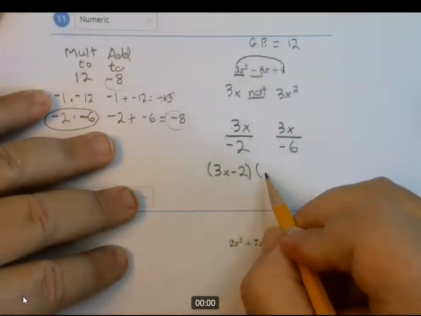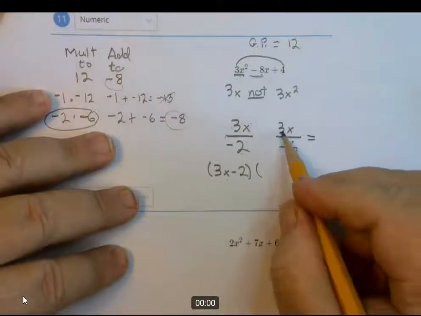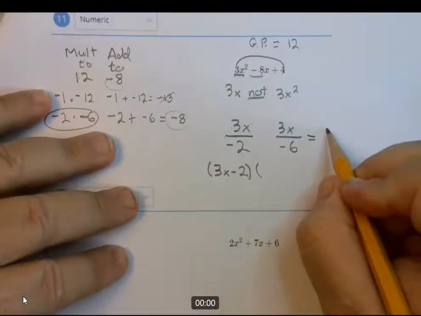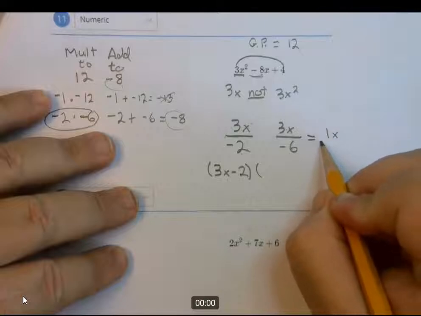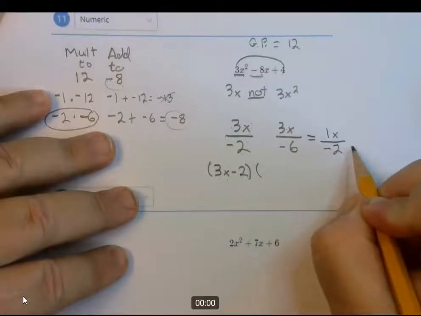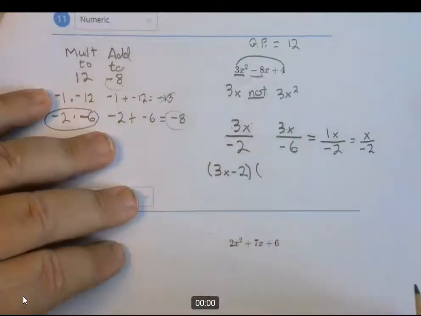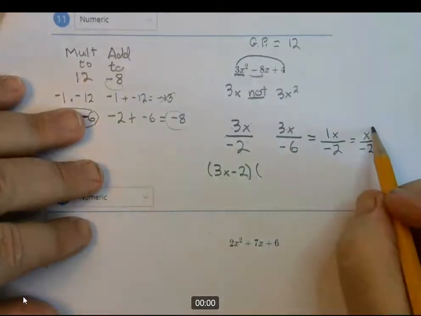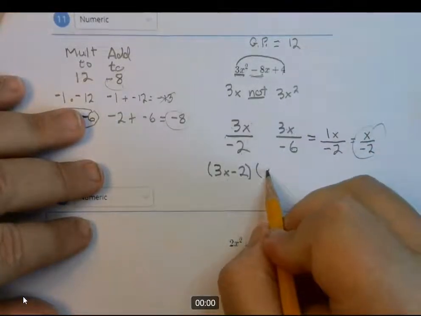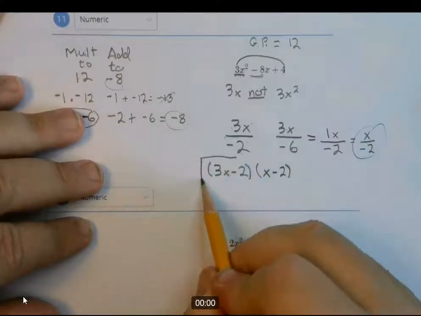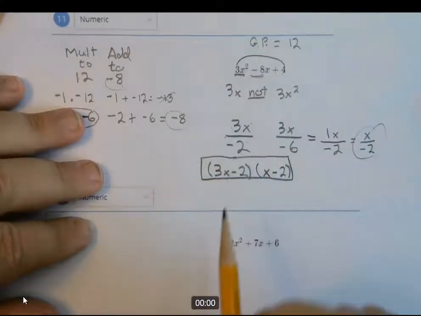Now on this side, you do have something that will reduce. 3 over 6 will reduce to 1 over 2. So this would be 1x, and you don't have to write the 1, over negative 2. So that equals x over negative 2. All right, so now I'm going to turn that into a binomial, x minus 2. And that is the solution, the answer to the problem.